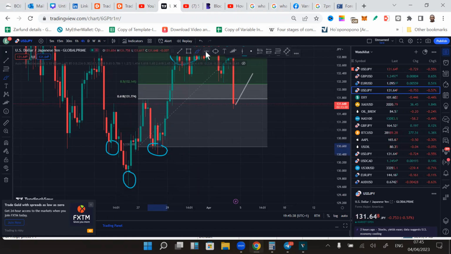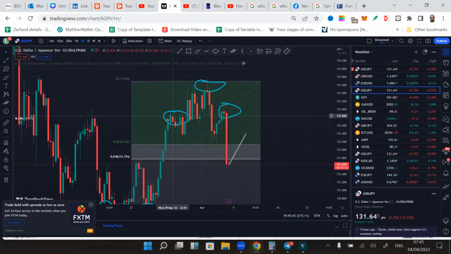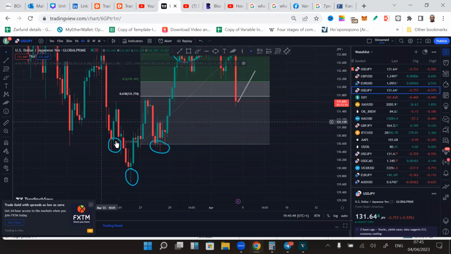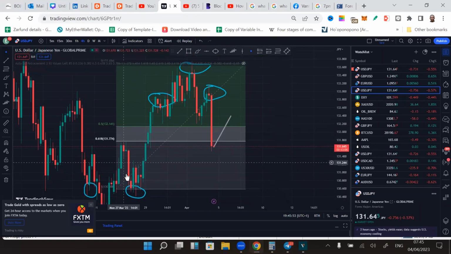Okay, so a head and shoulder is like this one now. Head and shoulder is a bearish pattern, while an inverted head and shoulder is a bullish pattern. Can you see how this started buying?